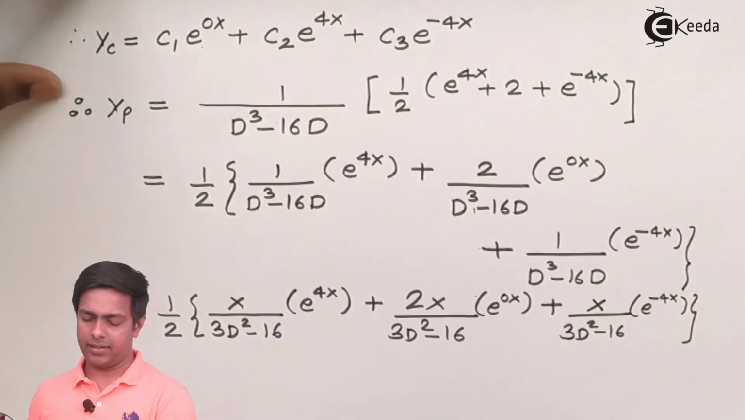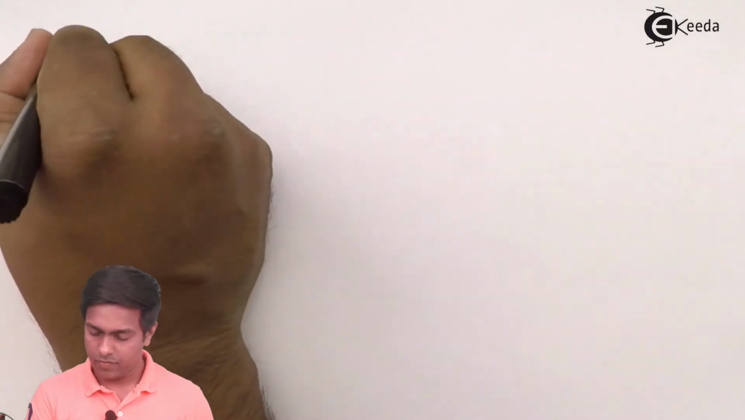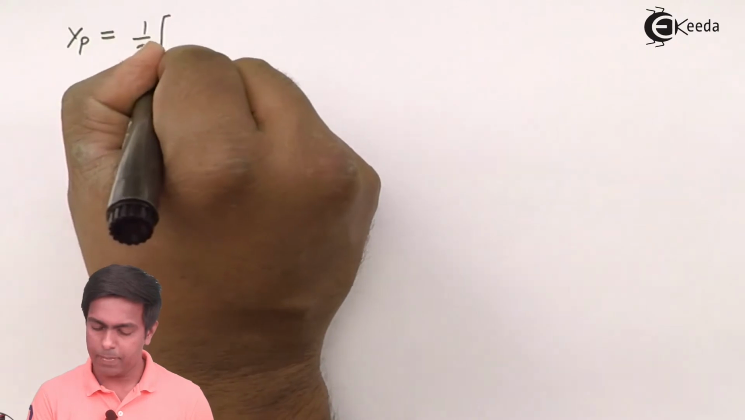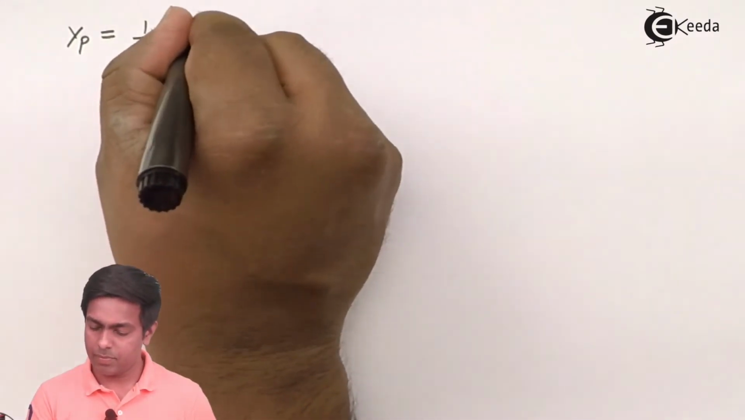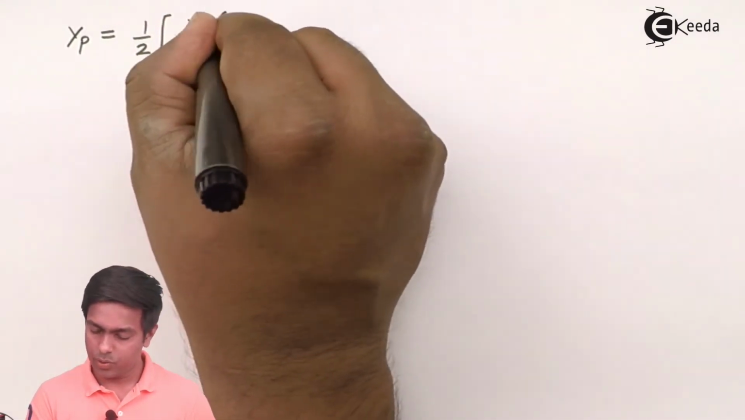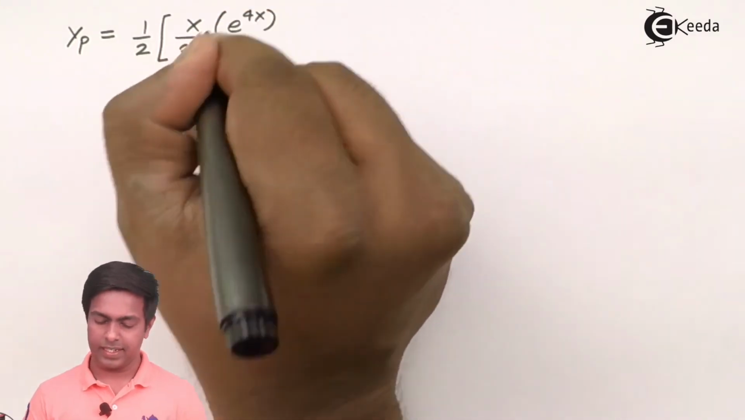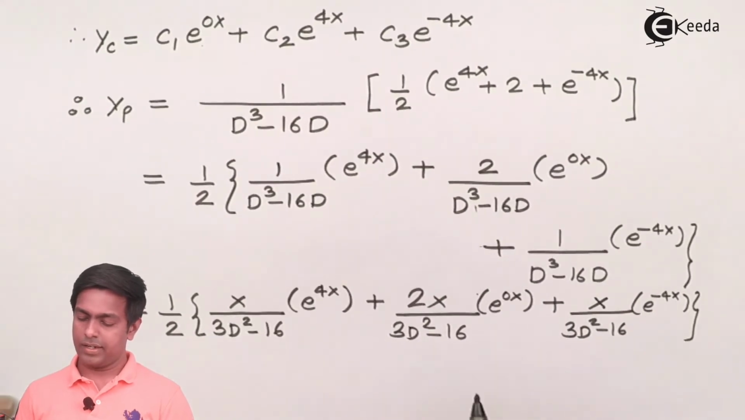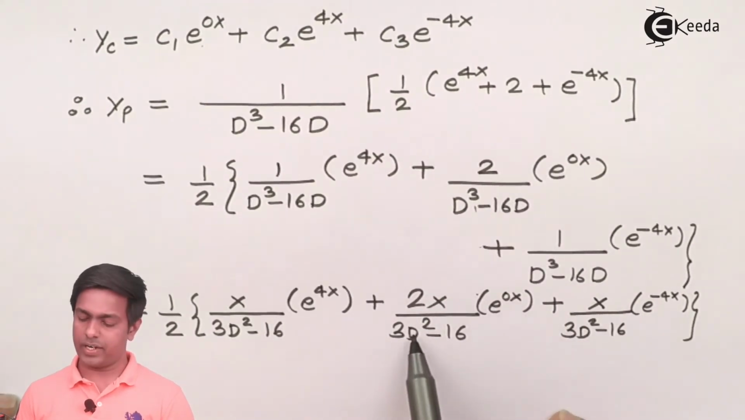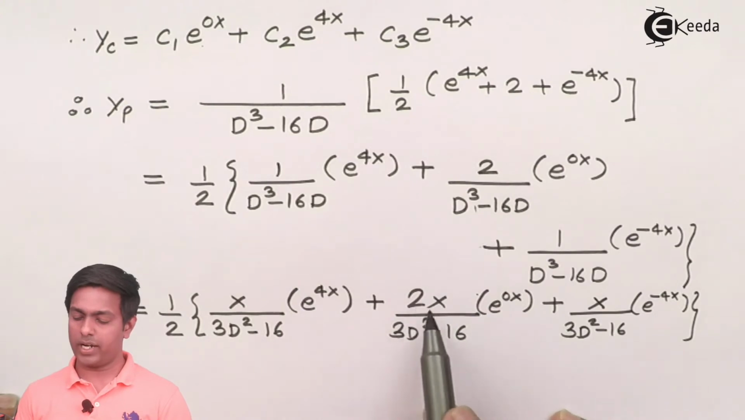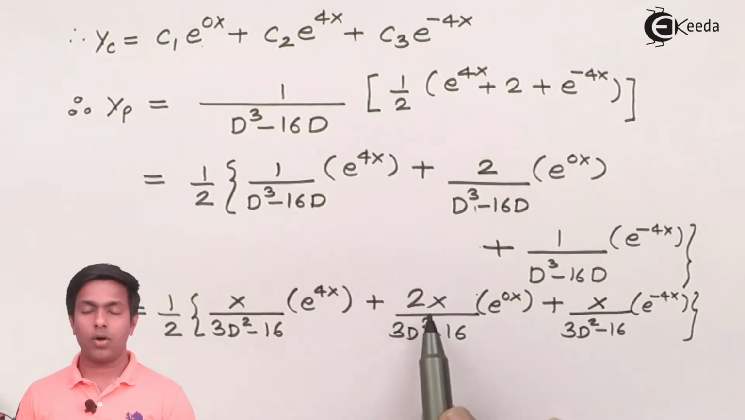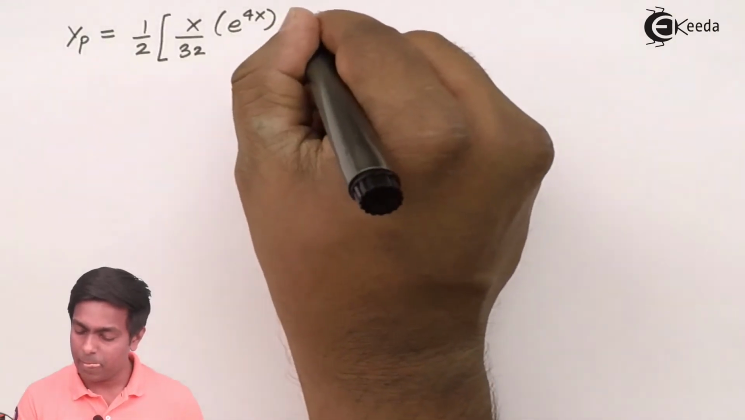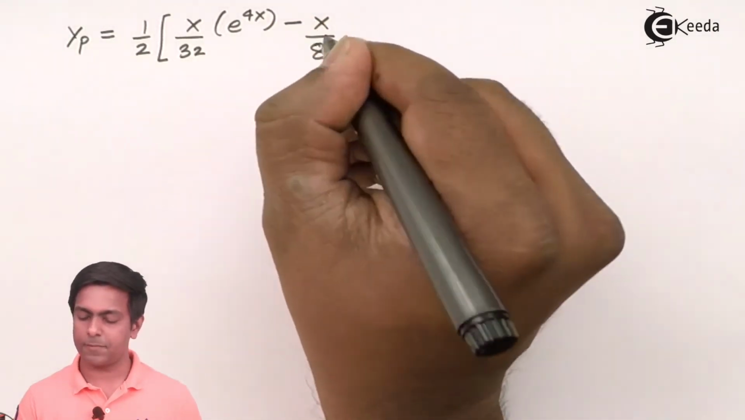So here I'll get the value of yp as 1 upon 2 in bracket x by 32 into e to the power 4x. Let's move to the second term. If I put 0 here, we'll get negative 16. So 2 upon negative 16 is minus 1 by 8. So here, guys, we will get negative x upon 8.